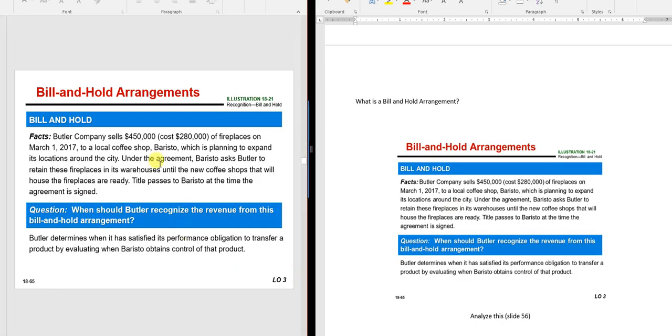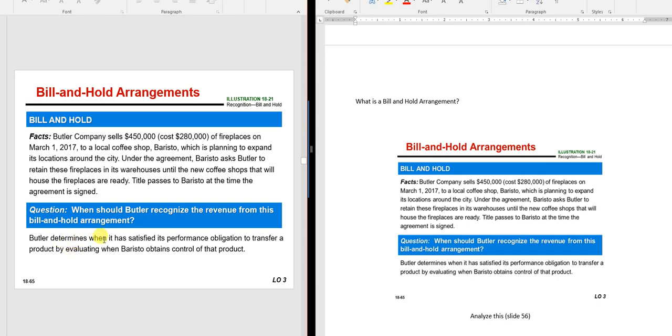So Butler Company sells $450,000, which cost $280,000, of fireplaces on March 1st to a local coffee shop, Baristo. They're planning to expand its locations around the city. Baristo asked Butler to retain the fireplaces in its warehouse until the new coffee shops are ready. Title passes to Baristo at the time the agreement is signed. When should they recognize it?